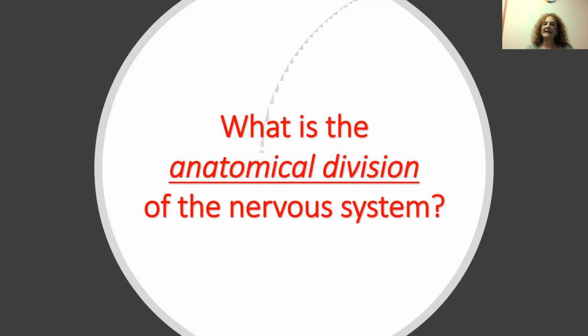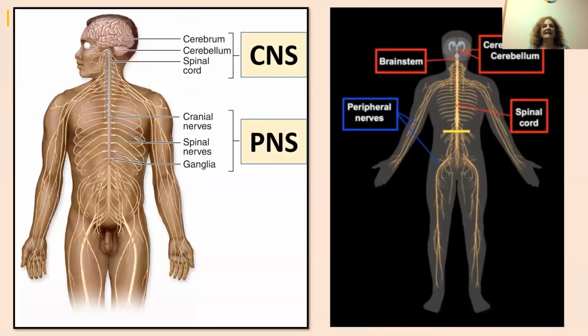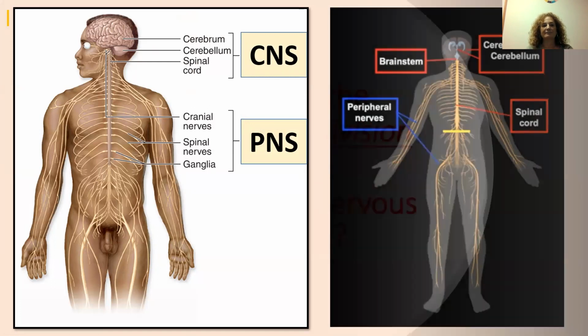The first one is the anatomical division. The other one would be the functional division. So if we're looking at the anatomical division of the nervous system, it's quite simple. It's divided into the central nervous system, which is the brain and the spinal cord, and it's divided into the peripheral nervous system, which is basically everything else.